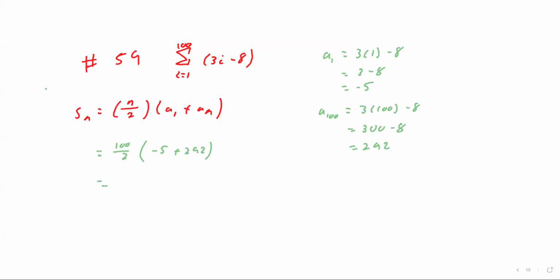So here we go. That's going to be 292 minus 5 basically, which would be 287. So this will be 50 times 287. So I multiply that by 50 and I would get 14,350 as my answer, which again is a lot better than adding 100 numbers. Now you can use the other way as well.